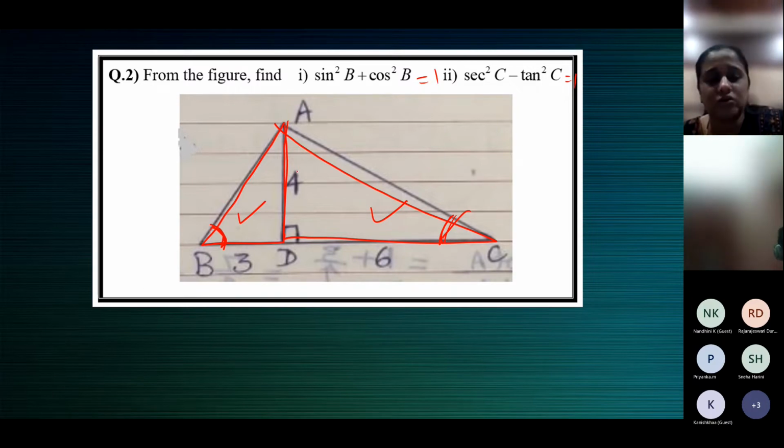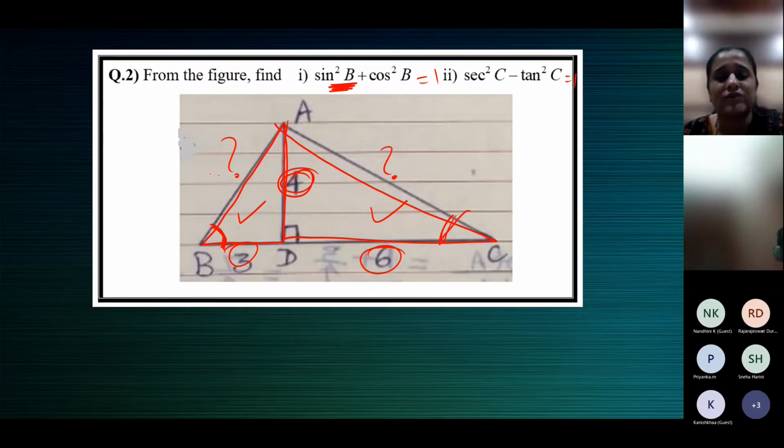You need to know the lengths of all the three sides. So use Pythagoras theorem, and this is 4, this is 3. Find the hypotenuse. And this is 4, this is 6. Use Pythagoras theorem, find this hypotenuse. And then, how will you find sine B? Sine B is opposite by hypotenuse, the side opposite to angle B by hypotenuse.